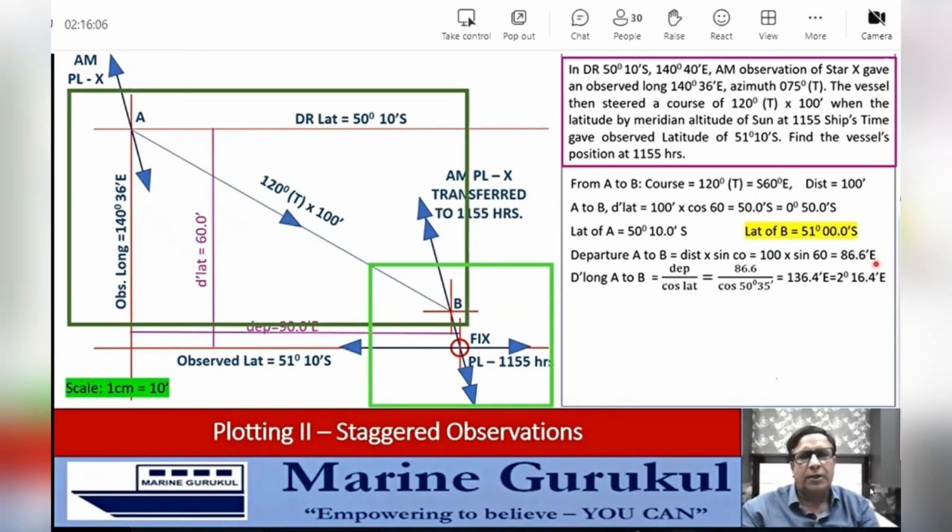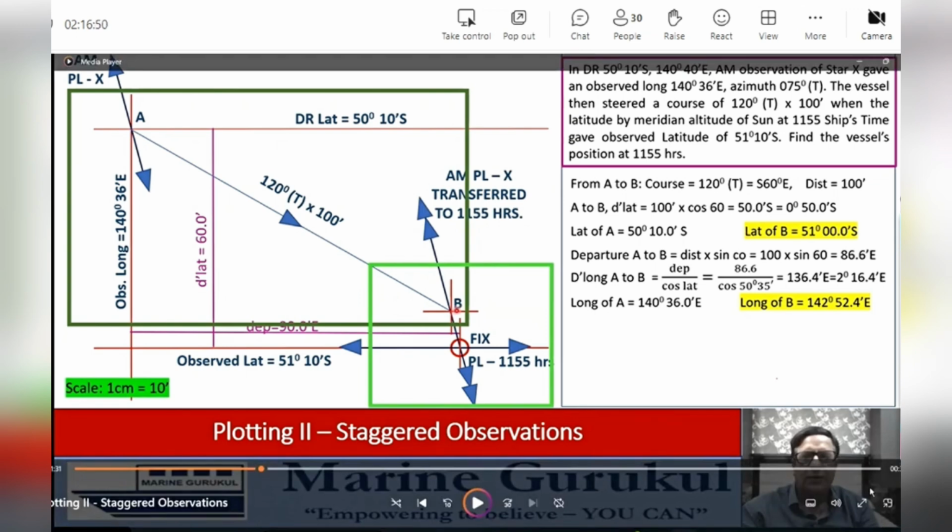Now we can convert this departure into d long using the parallel sailing formula. D long will be equal to departure upon cos of lat or cos of m lat, depending on the case, and we get D long as 136.4 minutes east, which translates to 2 degrees 16.4 minutes east. We know the longitude of A, which is same as the observed long, and we apply the D long to it and we get the longitude of B as 142 degrees 52.4 minutes east. So by applying the plane and parallel sailing formula, we have been able to get the coordinates of point B.